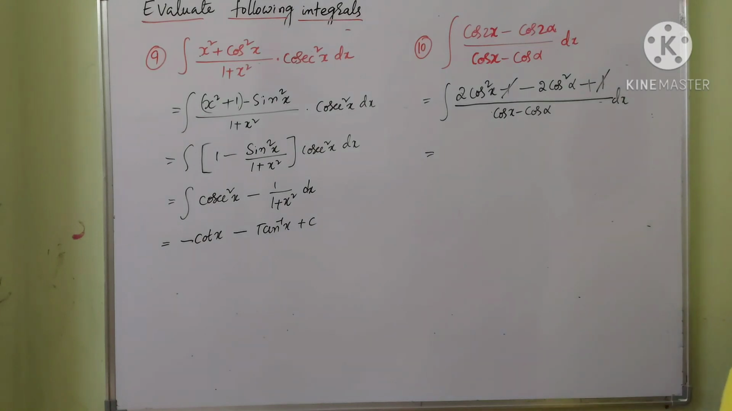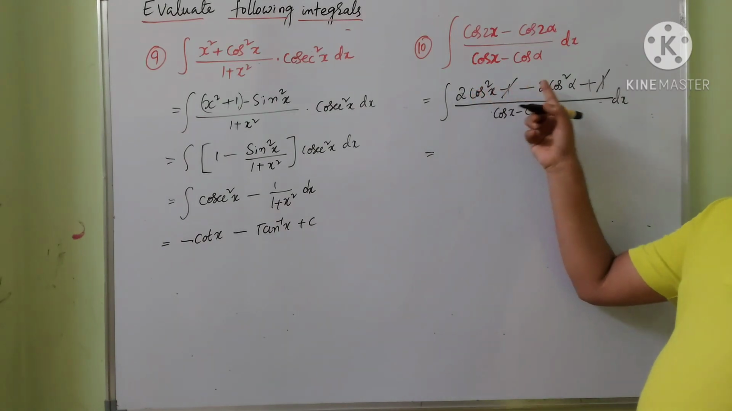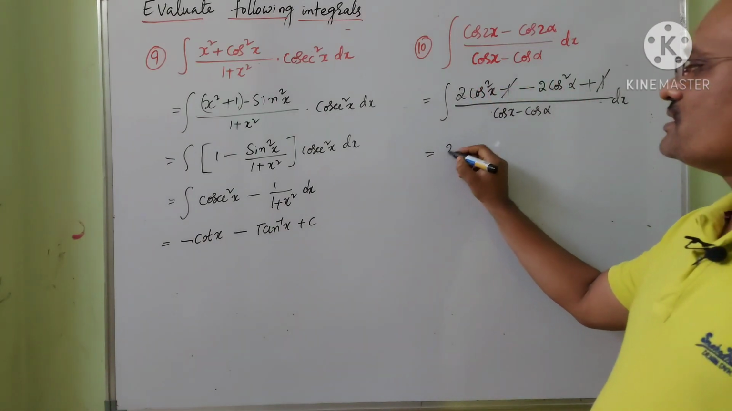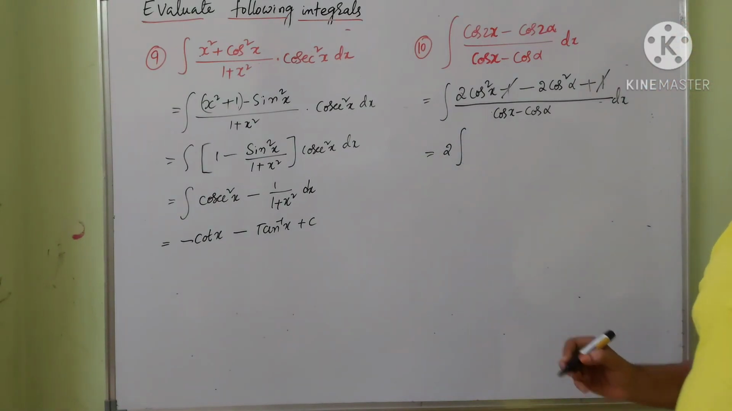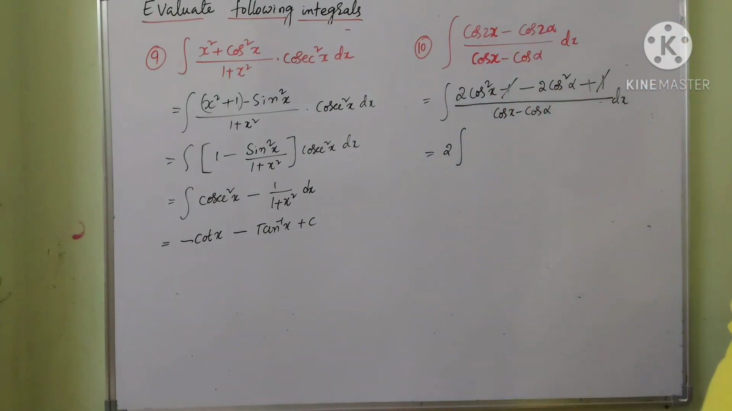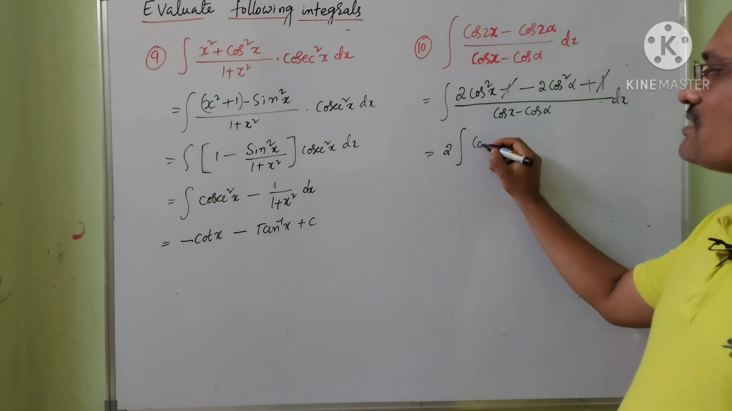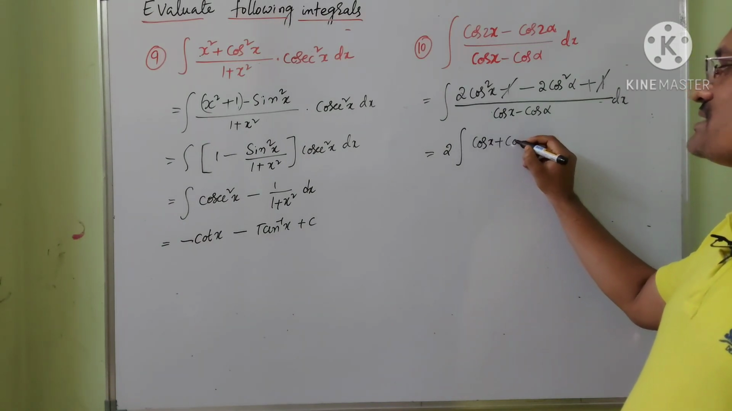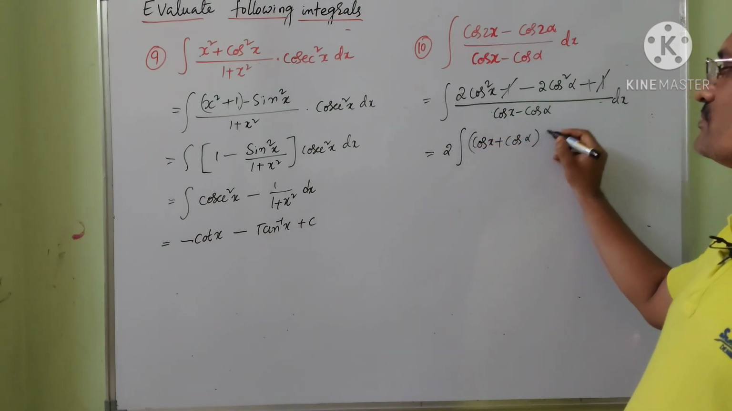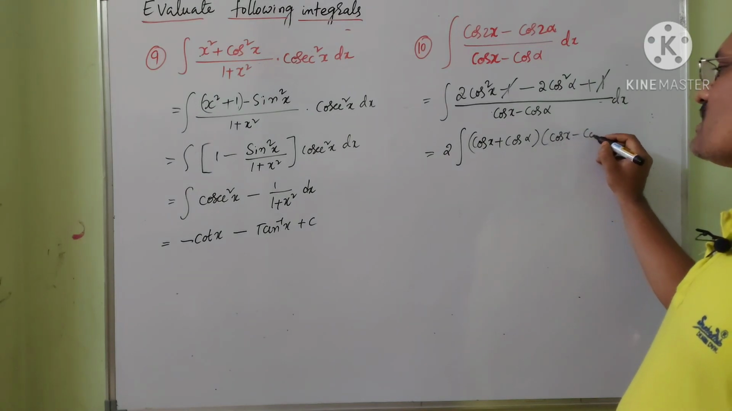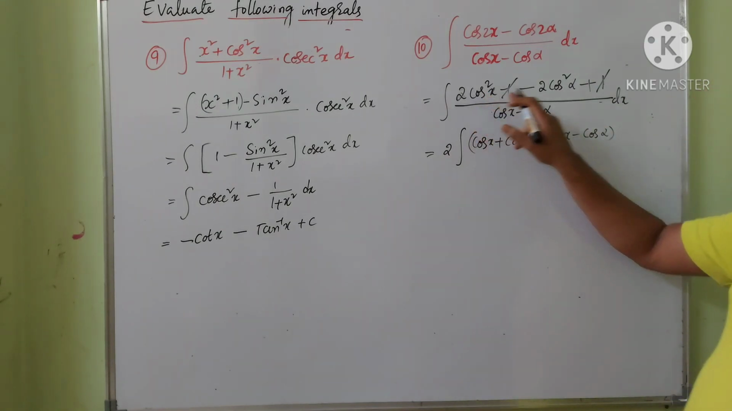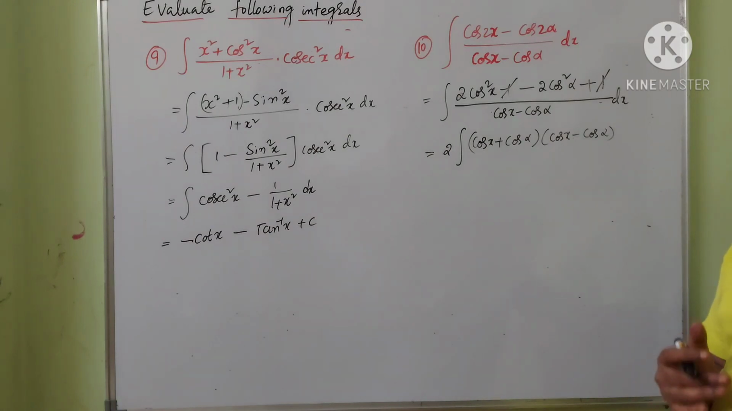Minus 1 plus 1 gets cancelled. In the numerator is 2 cos square x minus 2 cos square alpha. Take 2 common and write outside. We will get cos square x minus cos square alpha. The factors are cos x plus cos alpha into cos x minus cos alpha. Cos square x minus cos square alpha: a square minus b square can be expressed as a plus b into a minus b.